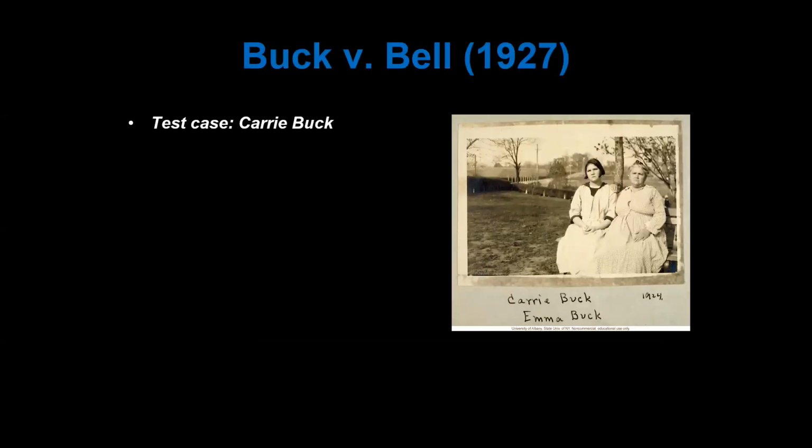I'll talk very briefly about just one example, one case. This is the case of Buck versus Bell. It was a Supreme Court case. Here is Carrie Buck and her mother Emma, a picture of them taken in 1924. Carrie's mother got in trouble with the law for a number of different reasons. So Carrie was taken from her and placed in foster care with some relatives who didn't want her. They did want the money for her, but they didn't really care much about her.